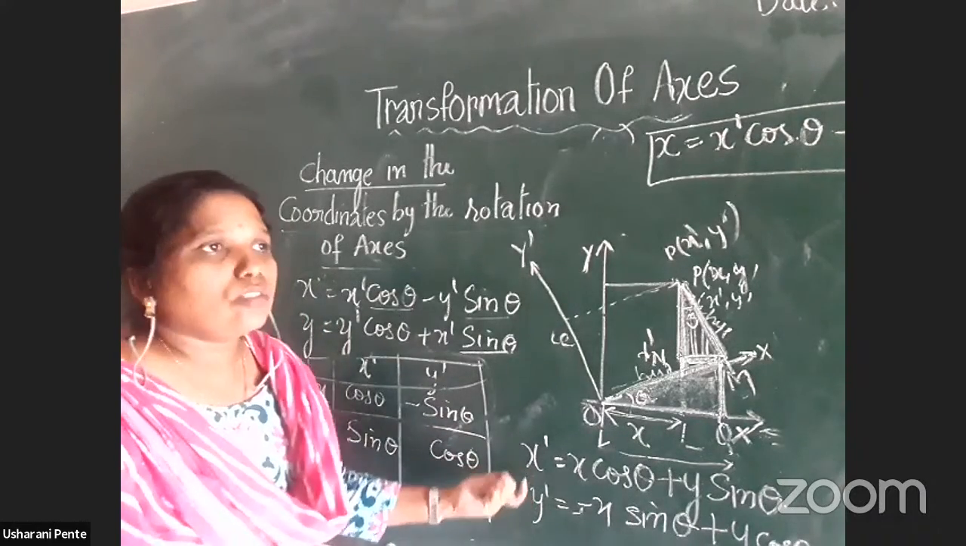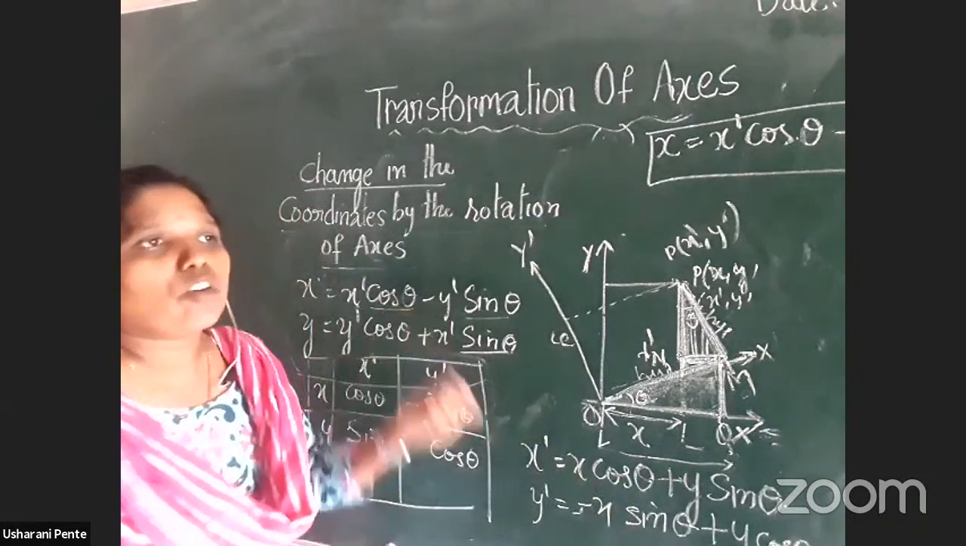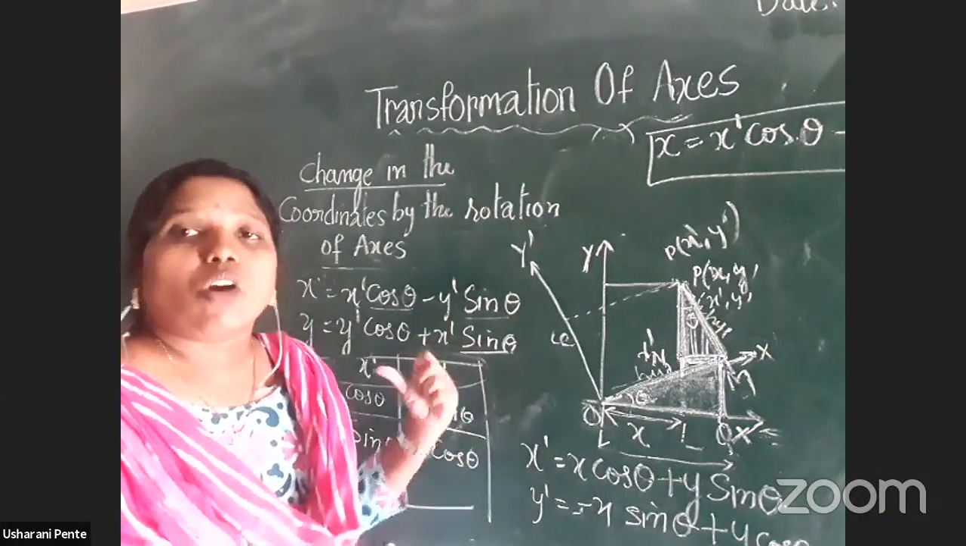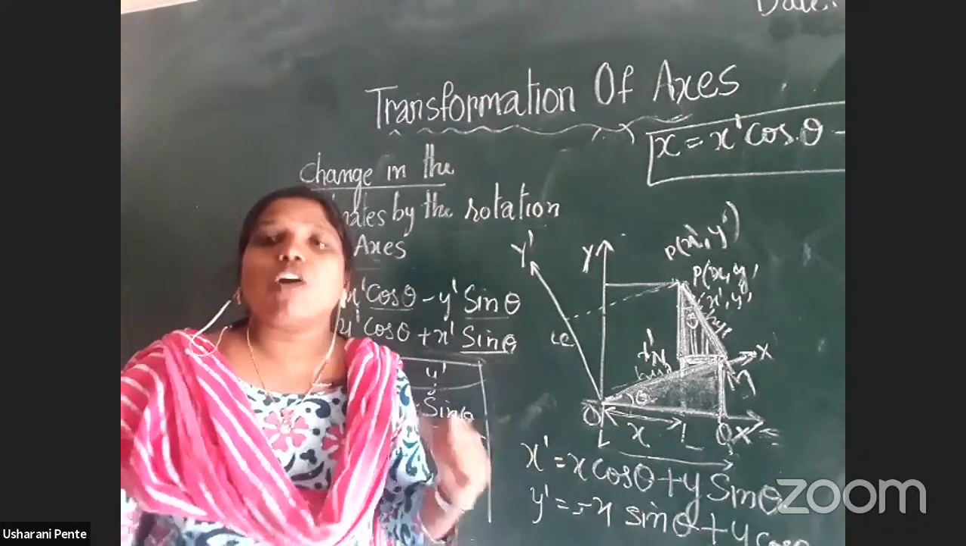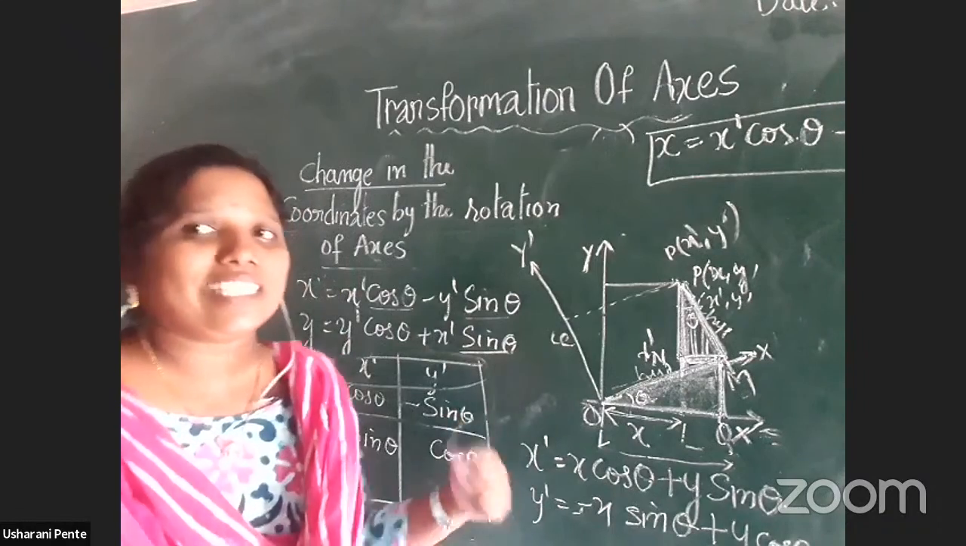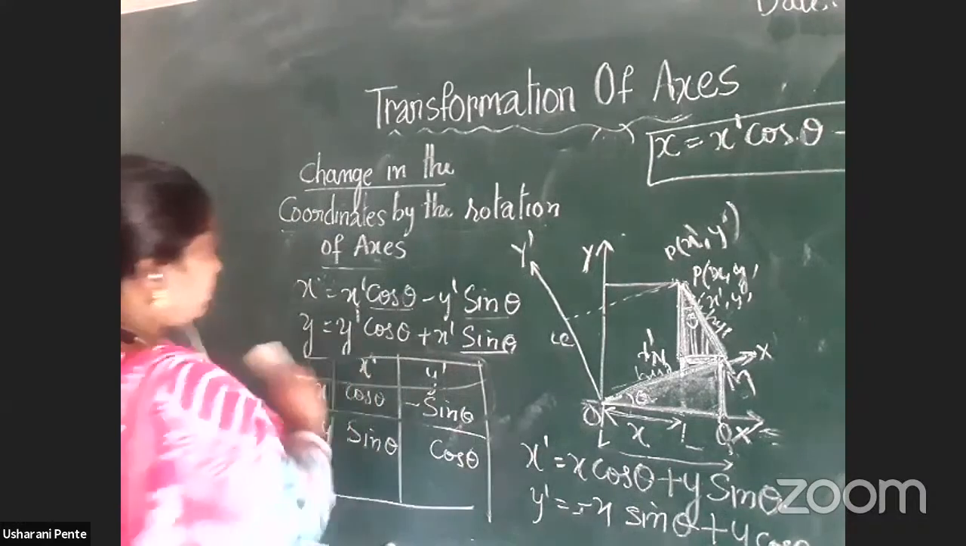When theta is given, and one of the coordinates is given, whether with reference to the original system or with reference to the new axis, this is how to find the other coordinates. Let us see some sums regarding this.